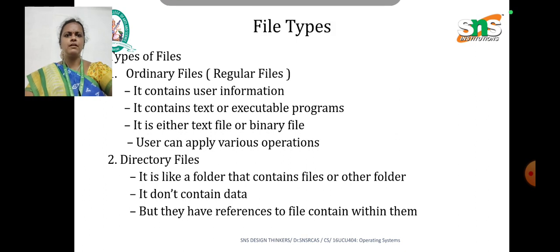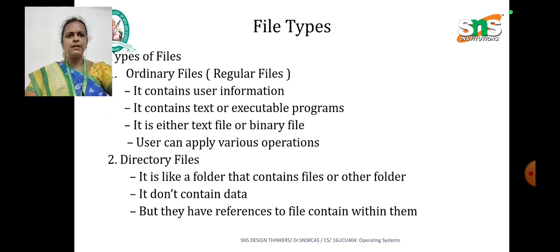Types of file. There are different types of file available. First one is ordinary file, that is the regular files. It contains user information, text or executable programs, either text file or binary file, and also the user can apply various operations on the file. That is called an ordinary file.